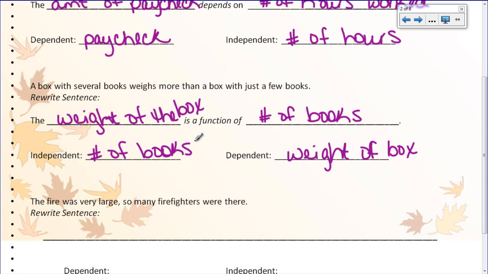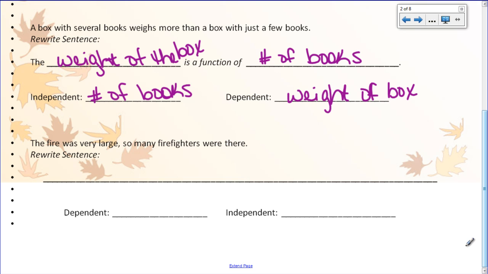Because I need to know how many books there are in order to find out the weight. So the weight depends on how many books there are because I need information to find it. I can just look at it and be like, well, that's how many books there are. To figure out the weight, I have to know how many books.